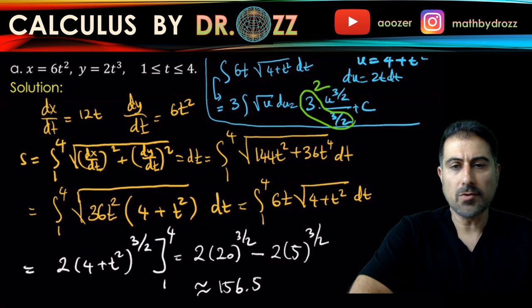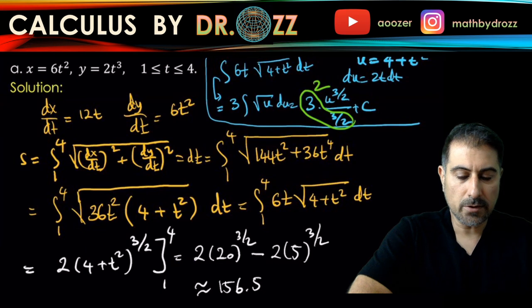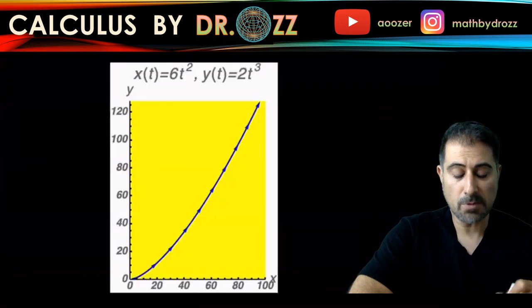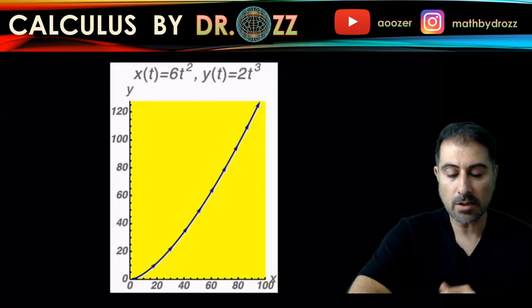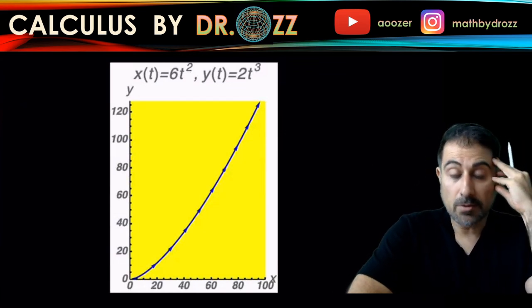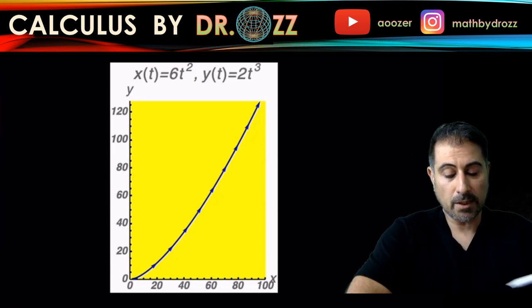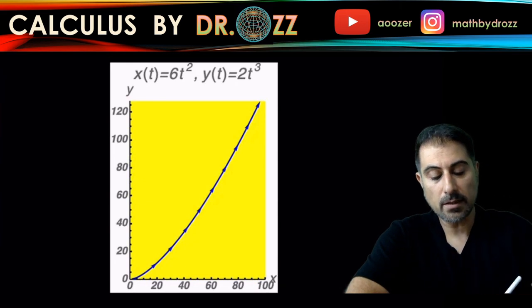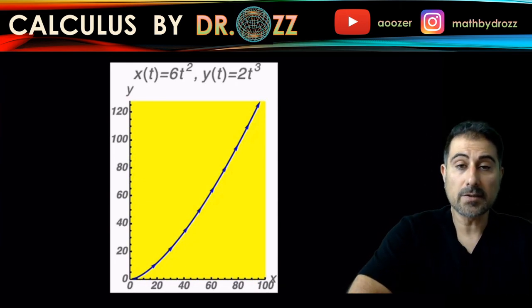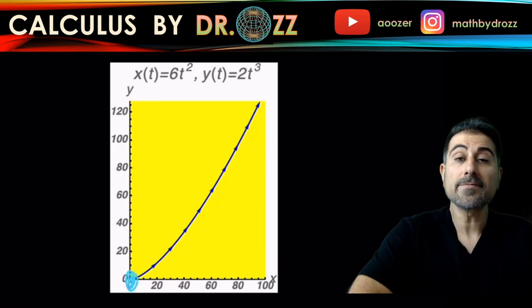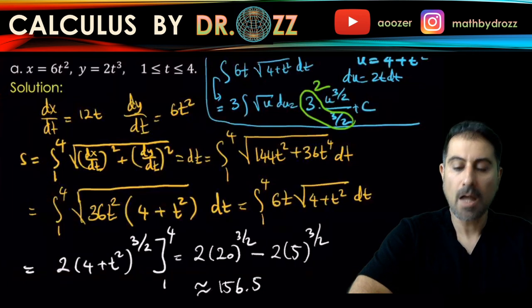And by the way, use your TI-84 to graph this curve. I got it right here. It's a pretty long curve, in fact. As you see, x ranges between 0 and 100, and y ranges between 0 and 120. No wonder the length of that. Think about this as a string clamped somewhere here, and this string has the length of 156.5 units. All right, so this takes care of part A.